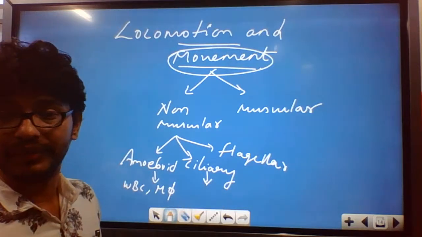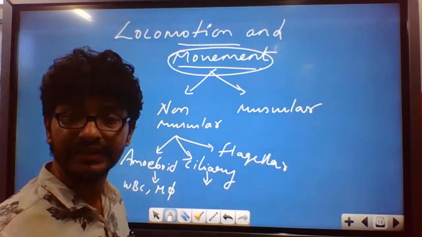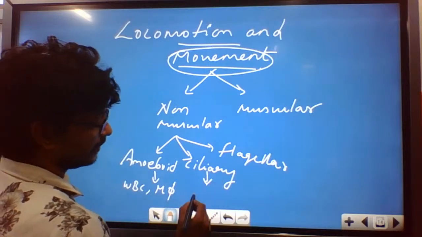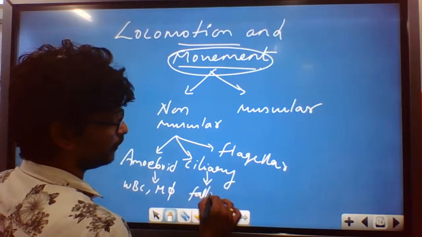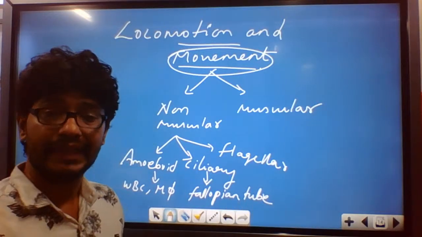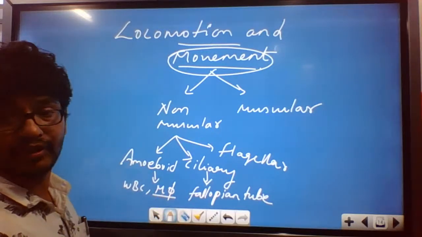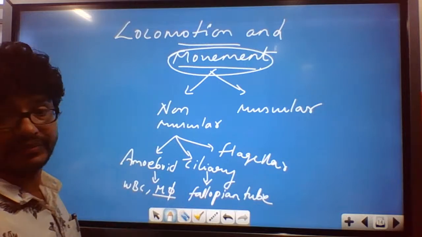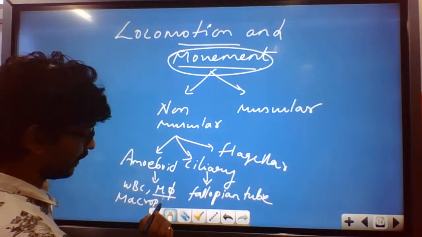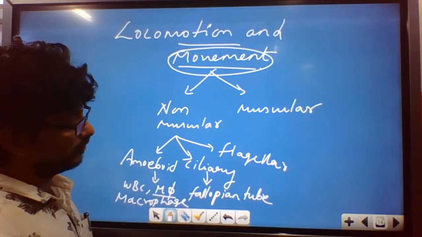Then ciliary movement. You could see ciliary movement in our body in the tracheal way, in the pharynx, and also in the female reproductive tract, the fallopian tube, right? If you would have studied how fertilization takes place in the fallopian tube, how the zygote goes to the 2-cell, 4-cell stage, all these things. WBC is white blood cell, and the macrophage is the phage in it. For your understanding, I'll write it as macrophage. So for ciliary movement you take the fallopian tube.